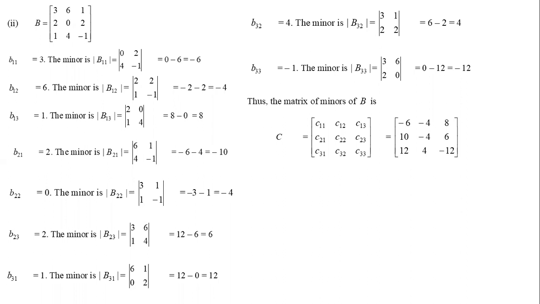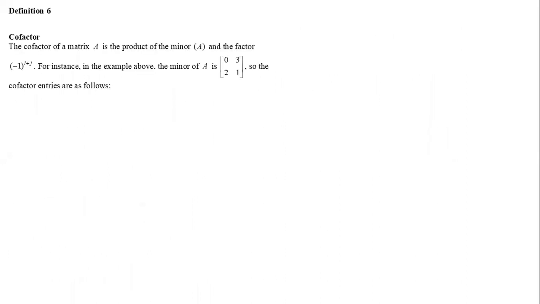What cofactor is just telling you is that you are going to change the sign of the minor. Let me just tell you, the cofactor is that you change the sign of the minor. That is, the cofactor of a matrix is the product of the minor of that matrix and the factor of -1 raised to power i plus j.